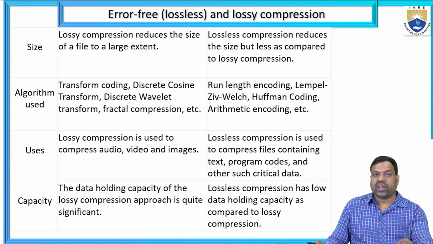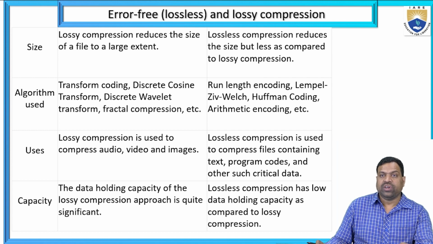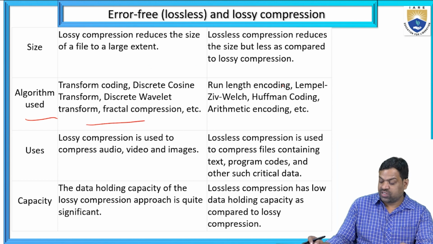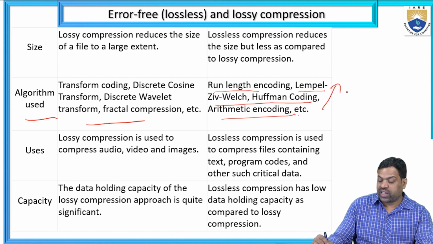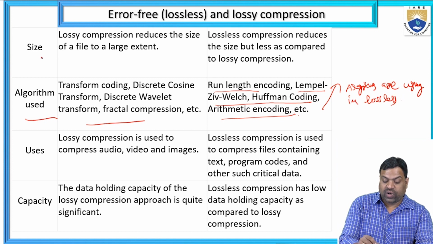And another one is the algorithm used. Transform coding, discrete cosine transform, discrete wavelet transform, fractal compression, etc. These are the algorithms used in lossy. When I am going for lossless, run length coding, Lempel coding, Huffman coding, arithmetic coding, these are the algorithms used in lossless.